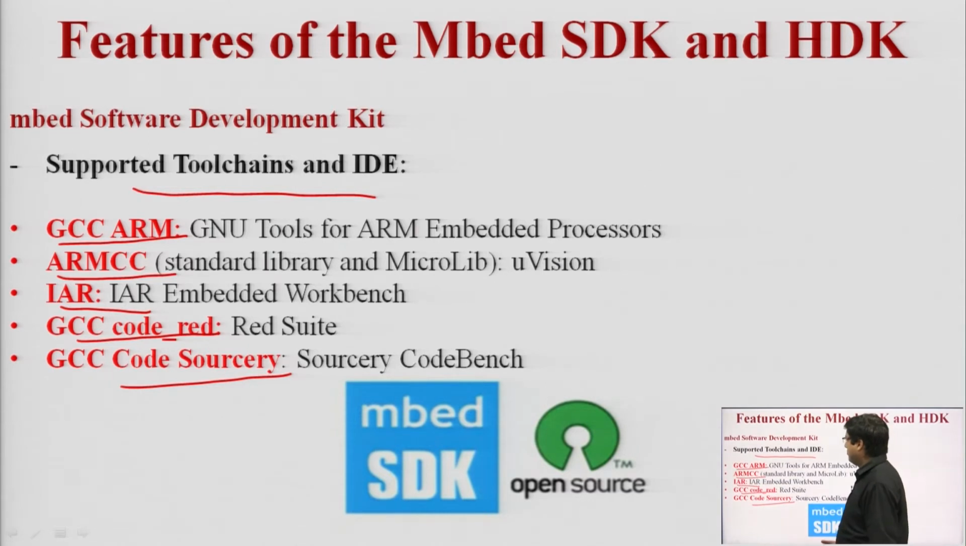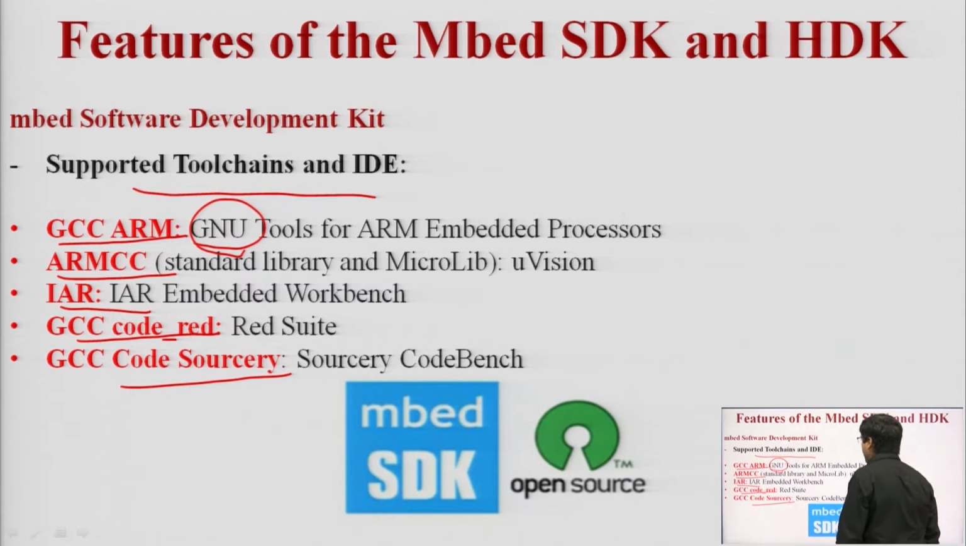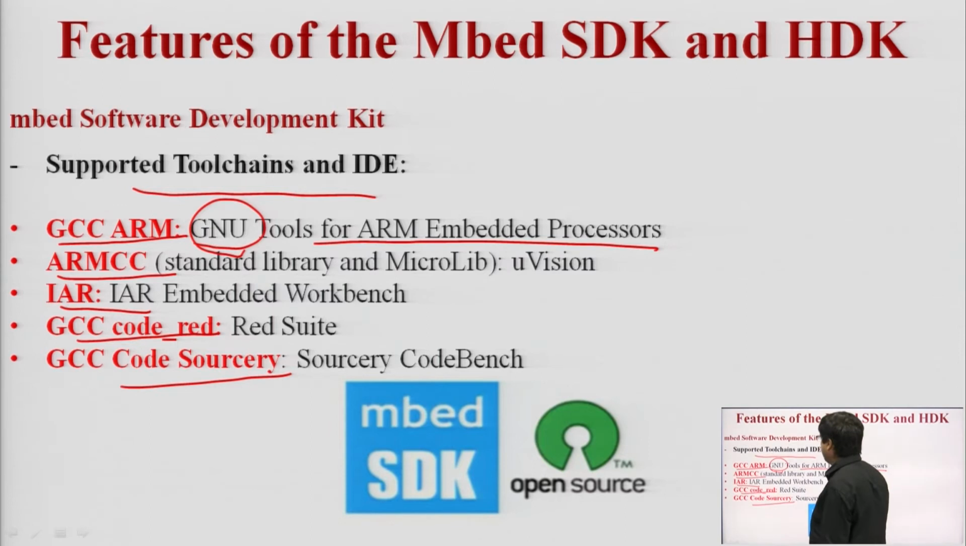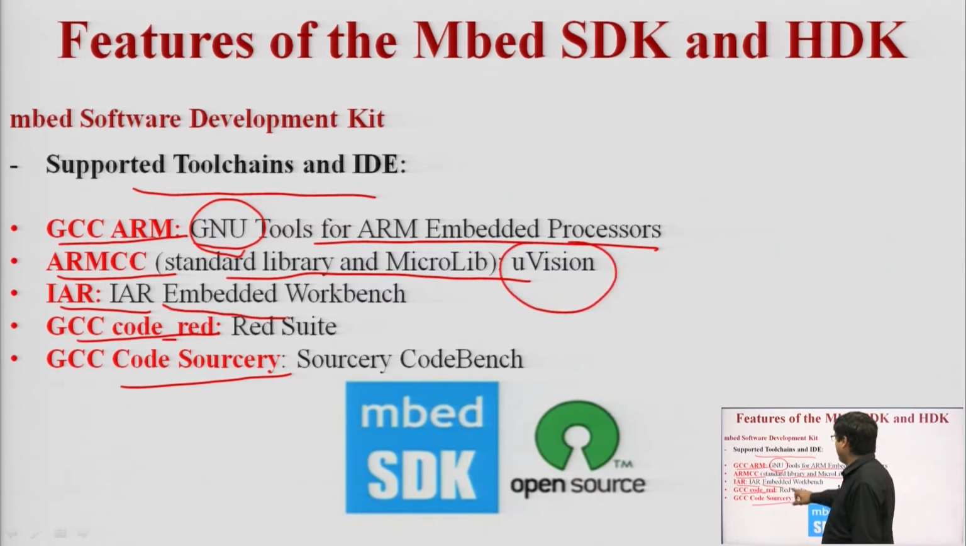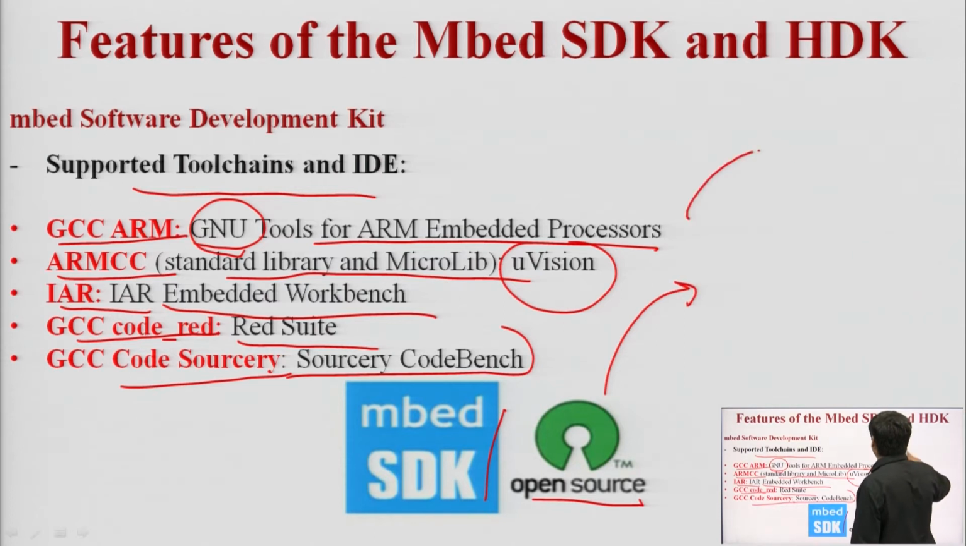GCC ARM is basically the GNU tools. All the tools are available here for ARM embedded processors, for any application. ARM CC has standard libraries and MicroLib, and uVision is available. It has IAR Embedded Workbench. GCC Code Red suites are available. GCC CodeSourcery for CodeBench. So Mbed SDK is open source, and a large number of codes are available to a large number of users, and for any application they are compatible.